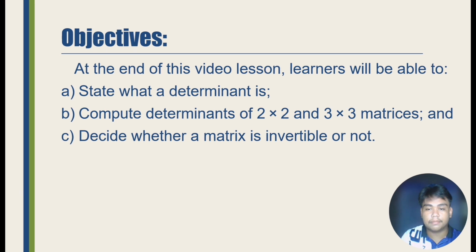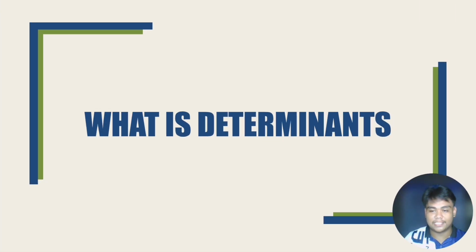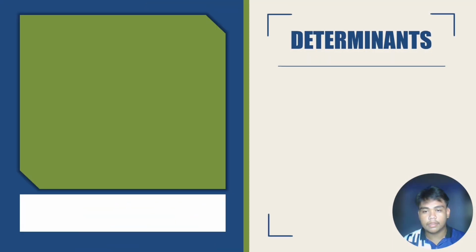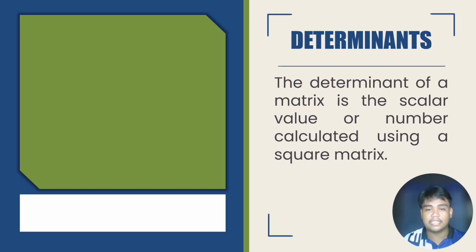So, let's start. What is a determinant? A determinant of a matrix is a scalar value, or a number, calculated using a square matrix. So if we are going to find the determinant, we are expected to have a scalar value. A square matrix means that the number of columns and the number of rows of the matrix is the same.